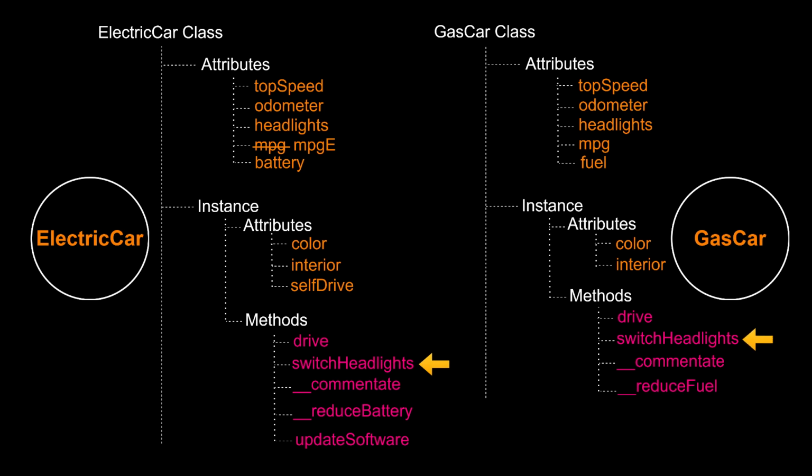And for the commentate method, we're going to use the same method for both of them. But then when the gas car drives, it uses fuel. When the electric car drives, it uses battery. And lastly, let's assume that we can also update the software of the electric car. So it's one of these newer cars that comes with over-the-air software updates. And it has an autopilot or self-driving option.